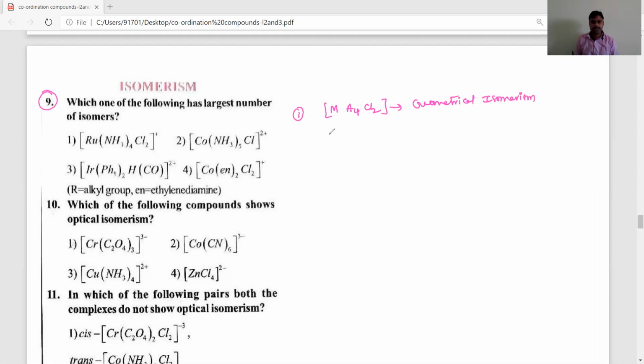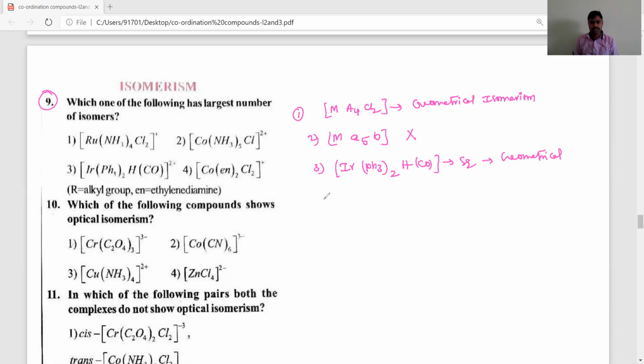Let's see the second one. The second one is an Ma5b type of complex. It does not show any isomerism. And the third one is Ir(PH3)2(CO)(Cl). It is a square planar complex compound. Square planar complexes show geometrical isomerism.